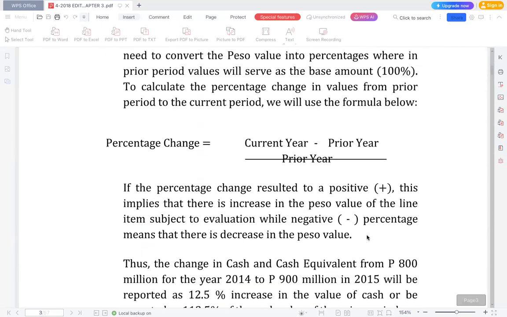So take note of this: current year minus prior year, divided by prior year.